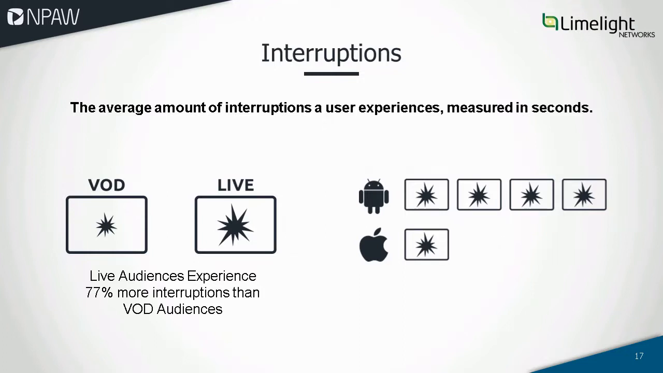On average, live audiences suffer 77% more interruptions than VOD audiences, and Android usually faces 4 times more interruptions than iOS. This is also because of the capabilities of some devices that are not powerful enough to keep up with the CPU needs that they need to decode the video for the end users.